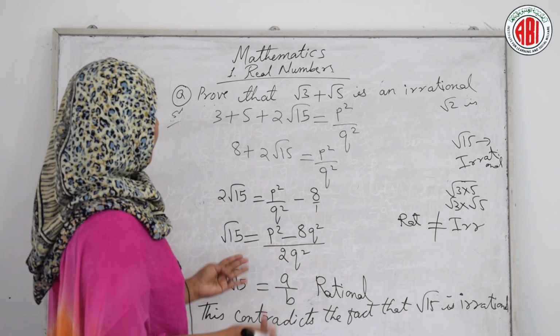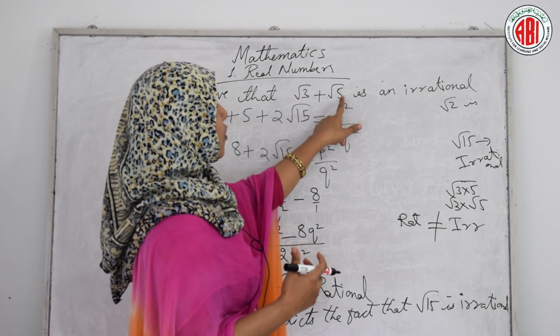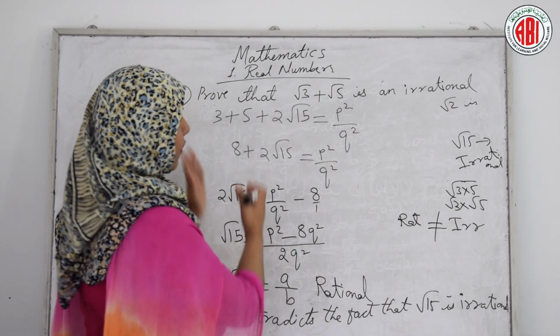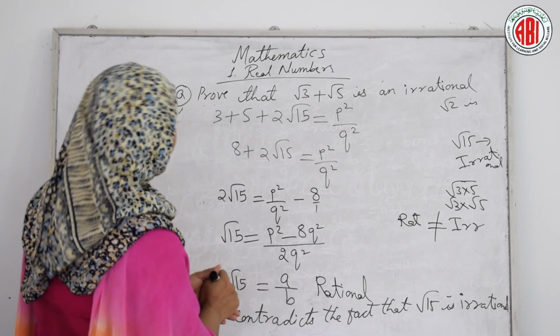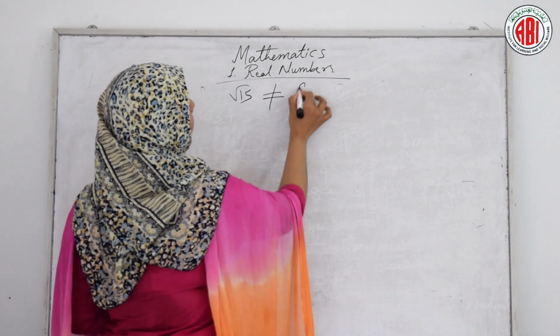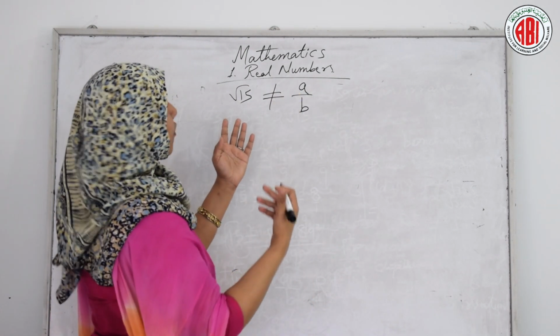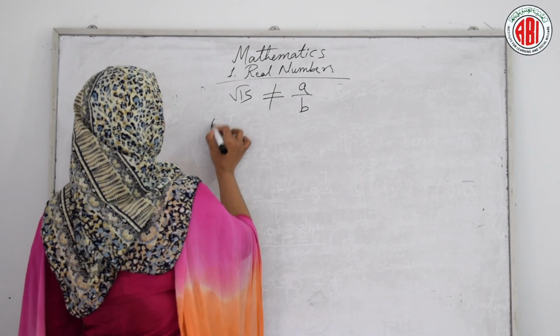Understood? So what we have assumed previously, we have assumed that root 3 plus root 5 is rational. After solving this, what we got? The last answer we got is irrational. This is not the correct thing. So what can we say? That means root 15 should not be equal to a by b. But what we got is root 15 equal to a by b, which is not the fact. So our assumption is wrong.